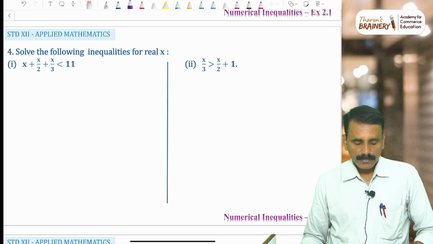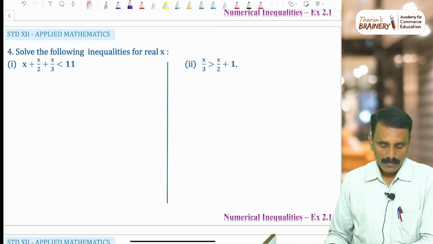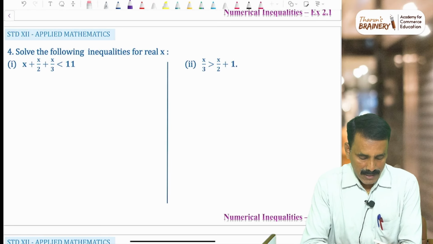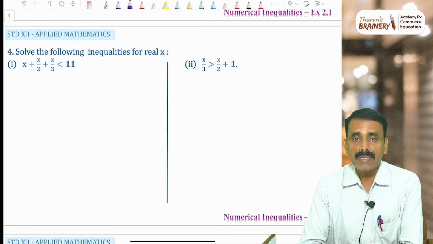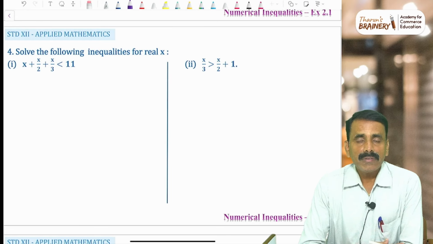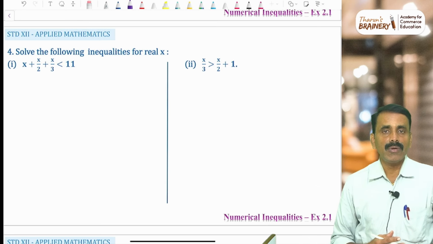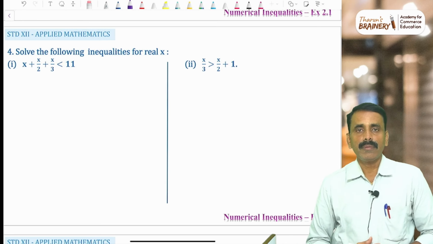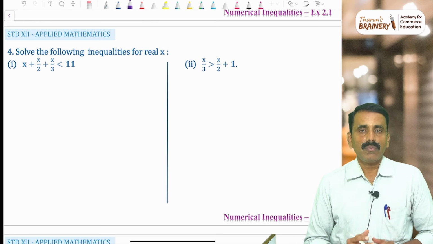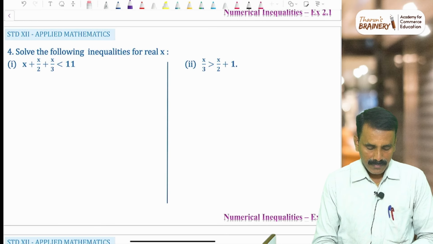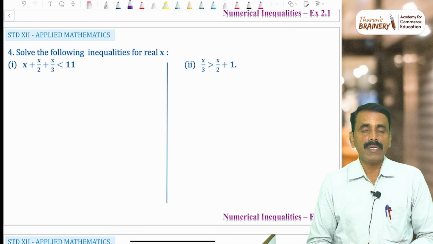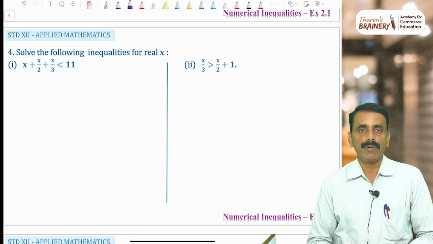Now, how to solve for this expression: x plus x by 2 plus x by 3 less than 11. As I said previously, whenever we try to solve inequalities in one variable, we must have only one x term and one constant term. In this expression, we are having 1, 2, 3 x terms. So, we must try to simplify.